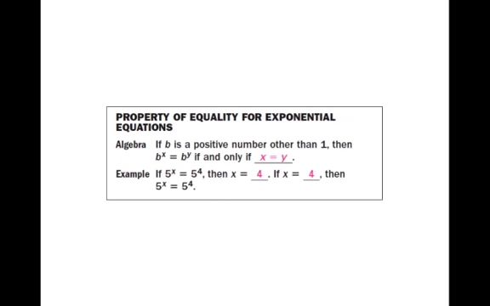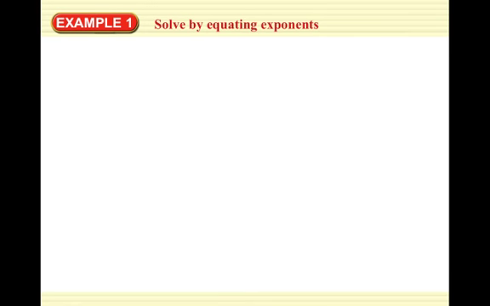Property of equality for exponential equations. And we've kind of worked with this already. If b is a positive number other than 1, then b to the x equals b to the y if and only if x equals y. So for example, if 5 to the x equals 5 to the 4th power, then x equals 4. If x equals 4, then 5 to the x equals 5 to the 4th power. So if you can get the same base on both sides, you can set the exponents equal to each other.